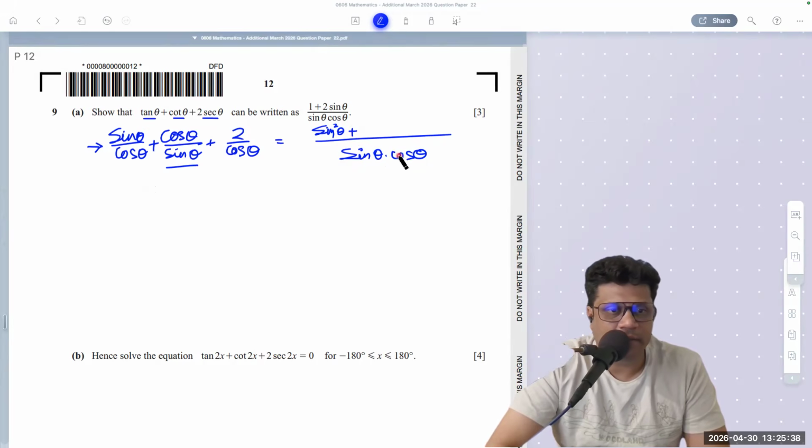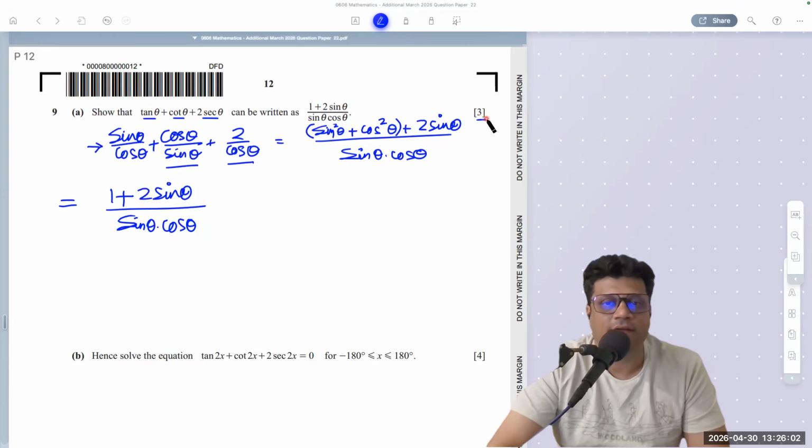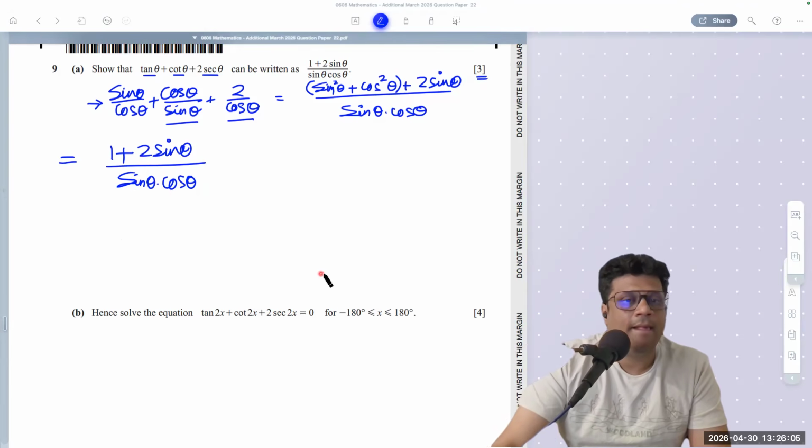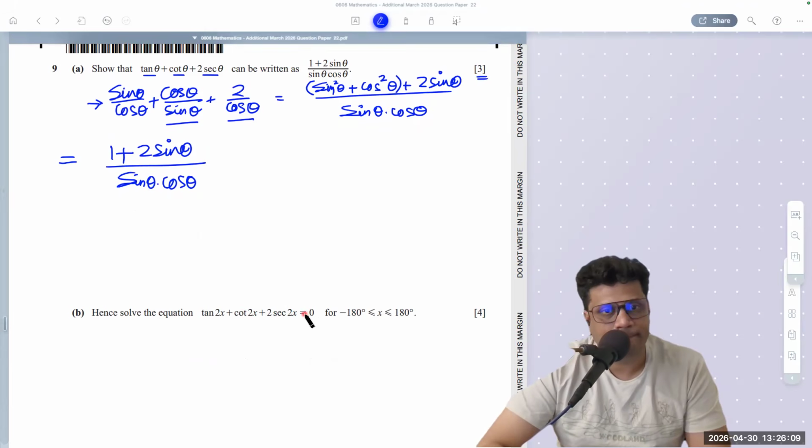For the second term, it's going to be cos square theta. And for the third term, it's going to be 2 sine theta. Well, I know that these added are always a 1. So you go there divided by sine theta into cos theta. And that's a 3 marks. Done. And then they're like, solve this equation. Okay.